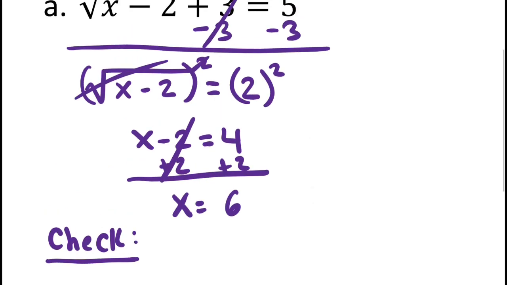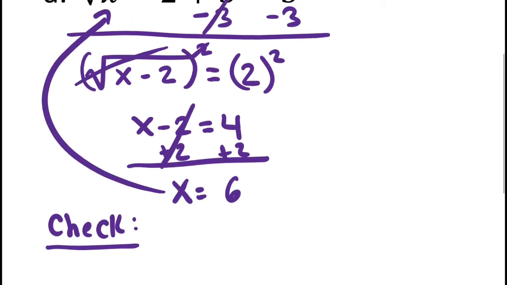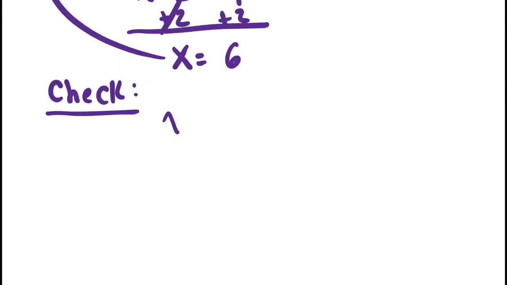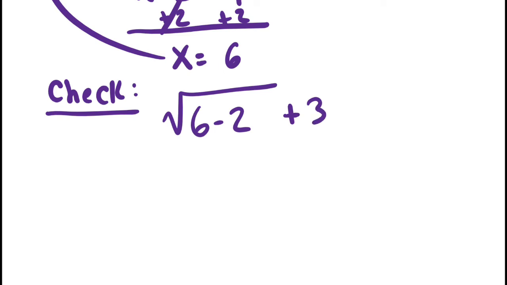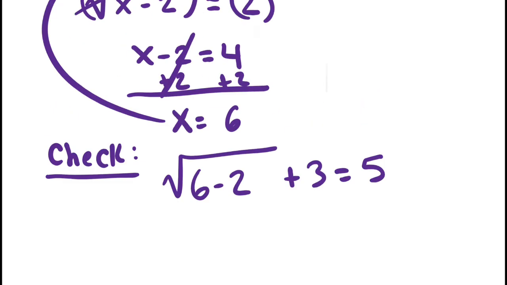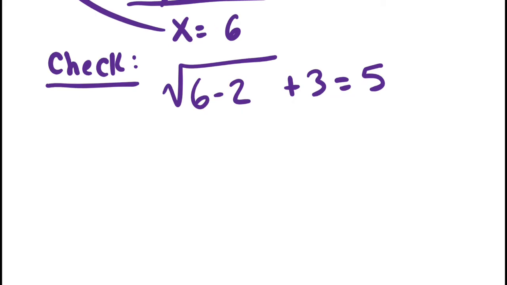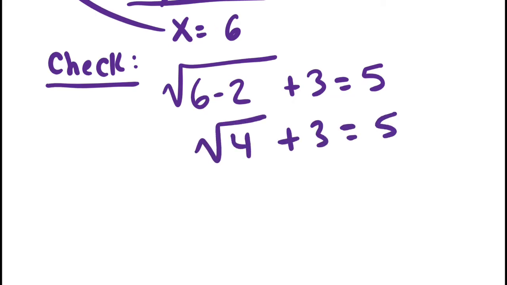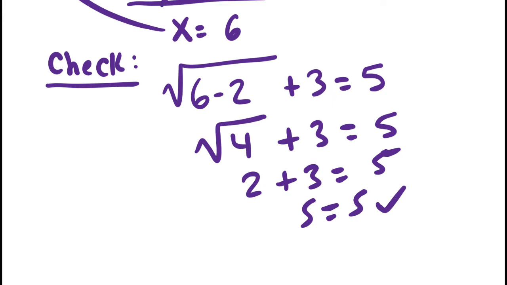Now we're going to check the solution real quick. If we plug in 6 into x, we get the square root of 6 minus 2 plus 3 equals 5. Now we know the square root of 6 minus 2 is 4. The square root of 4 is 2, so we get 2 plus 3 is 5. So 5 equals 5. This checks out. We can box this as our final solution.